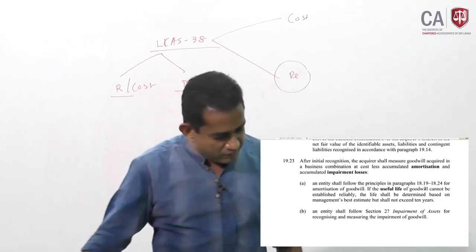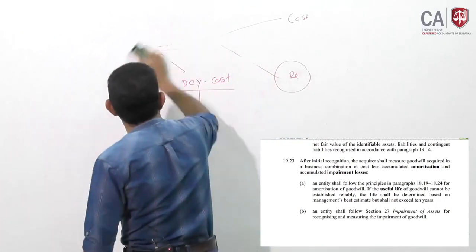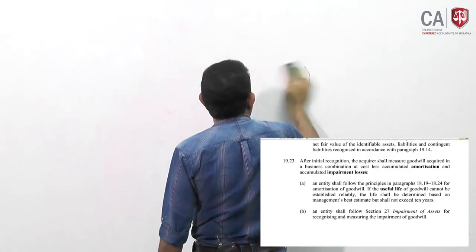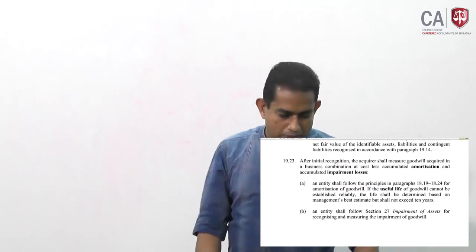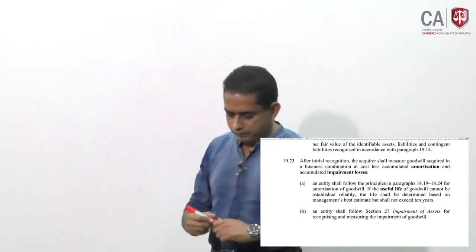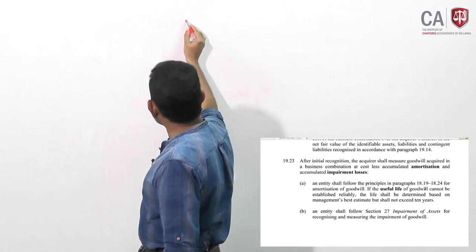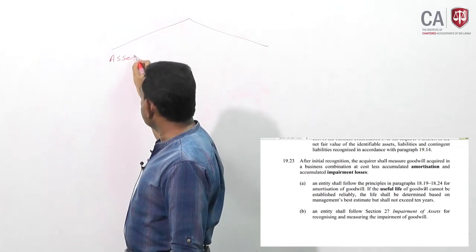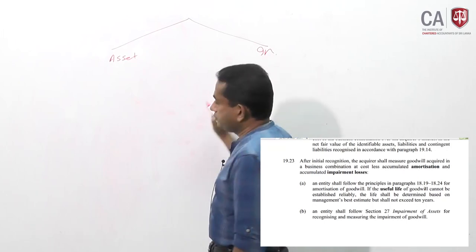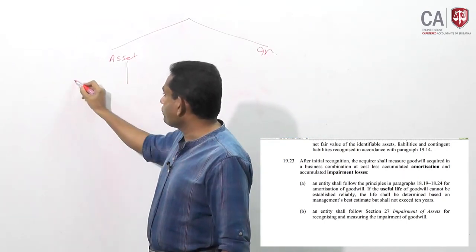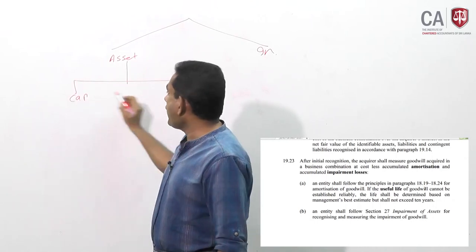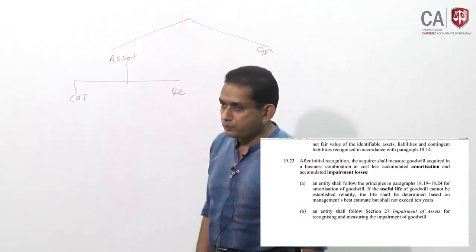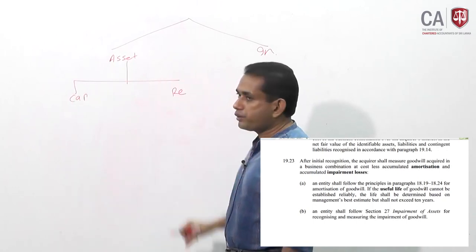Then section 24, government grants. The corresponding standard was LKAS 20. Under LKAS 20, we had asset related grants and income related grants. And for asset related grants, we had two approaches: capital approach and revenue approach. The capital approach is to recognize the government grants outside the profit and loss, and the revenue approach is to recognize the grant within the profit and loss.